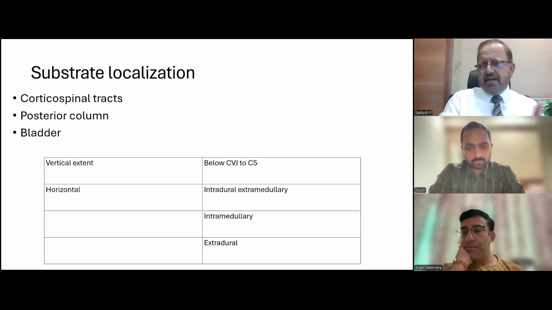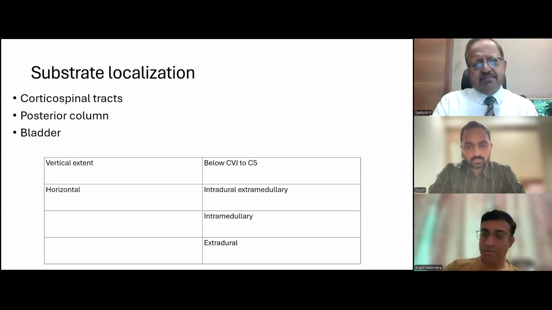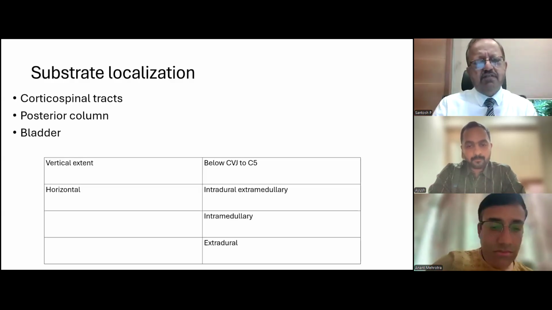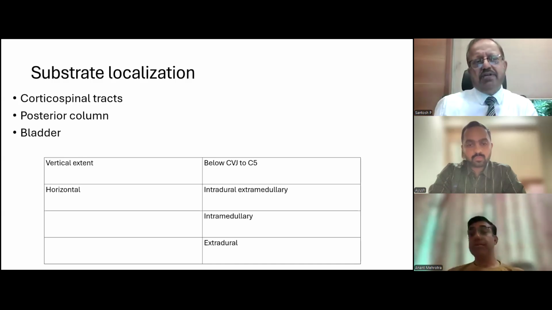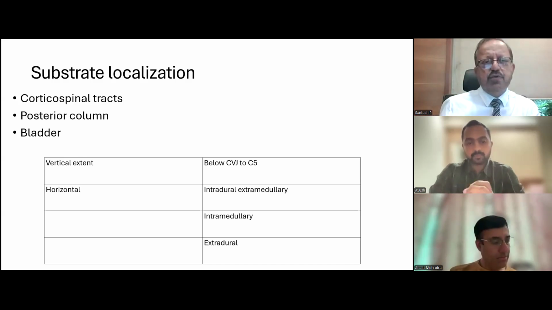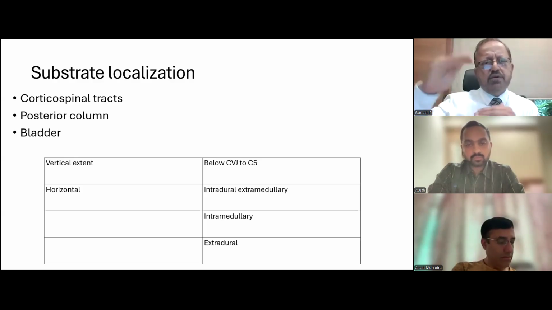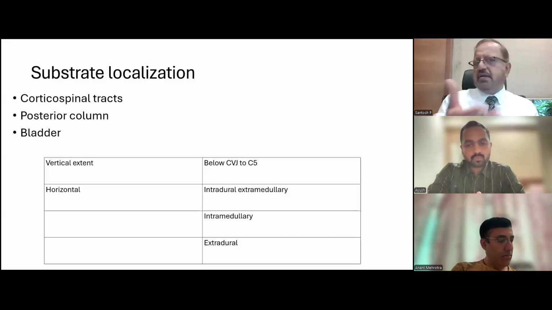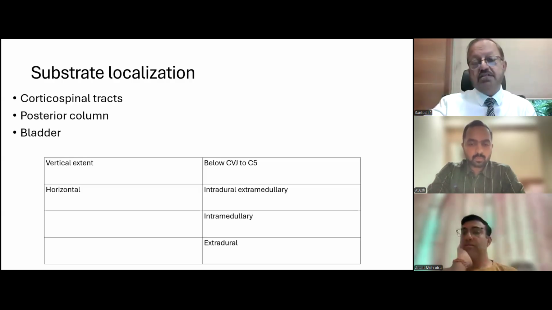In my opinion, it is very difficult to localize so precisely at all these levels. It's very difficult to elicit this history and get this kind of localization. From C5 to the craniovertebral junction, the whole band is extremely difficult to localize. Like you rightly said, if there are no cranial nerves involved, then the pathology is below the foramen magnum or at the craniovertebral junction. But to get it further between the craniovertebral junction and C5 is extremely difficult.